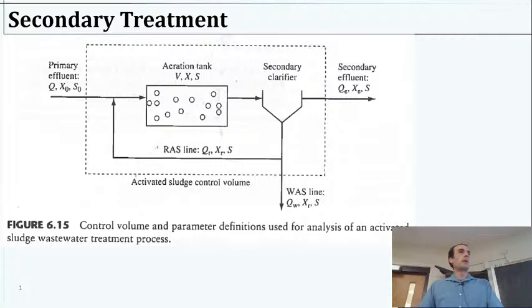Today we're gonna pick back up into wastewater treatment and talk about the secondary treatment process, get into a bit more about what we're actually doing with the bacteria and how we manage them.